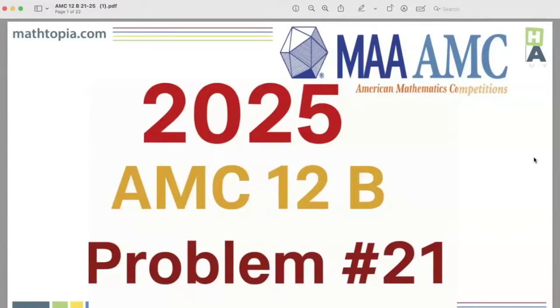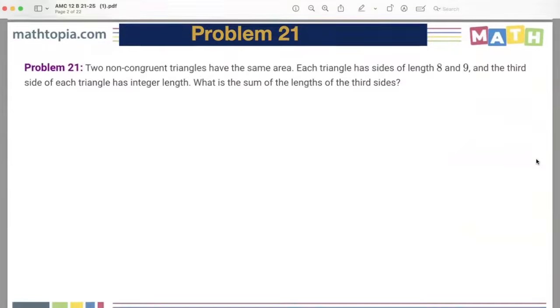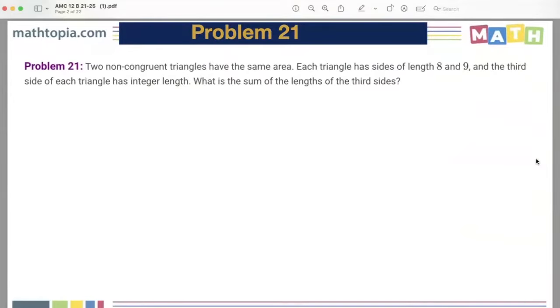The 2025 AMC 12B problem 21. Two non-congruent triangles have the same area. Each triangle has sides of length 8 and 9, and the third side of each triangle has integer length. What is the sum of the lengths of the third sides?